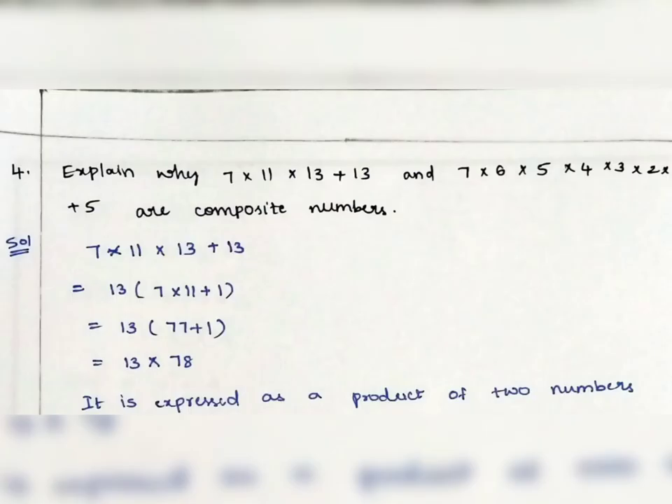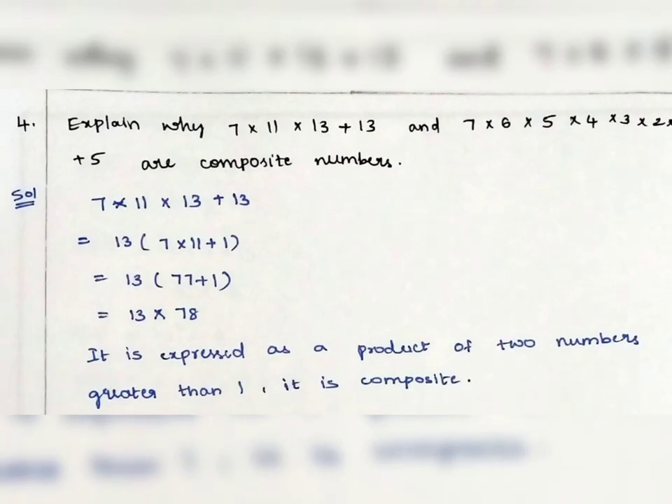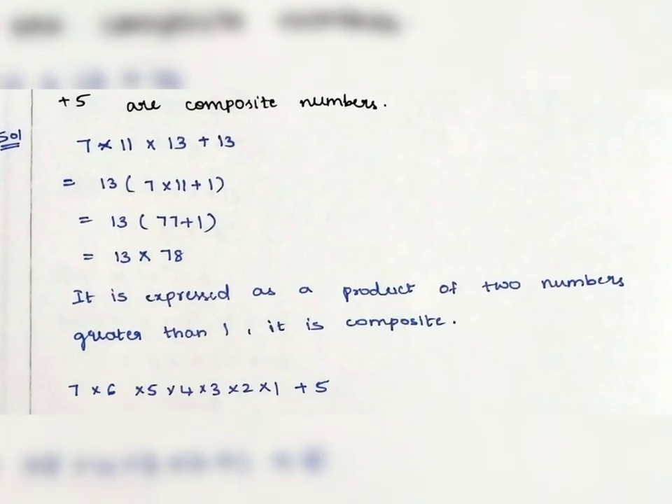Next, coming to the next question: explain why 7 into 11 into 13 plus 13, and 7 into 6 into 5 into 4 into 3 into 2 into 1 plus 5 are composite numbers. So first case, 7 into 11 into 13 plus 13. If we check here, 13 is common. If we take 13 as common, 7 into 11 plus 1. 7 into 11 is 77 plus 1, so 13 into 78. It can be expressed as a product of two numbers greater than 1. So it is a composite number.